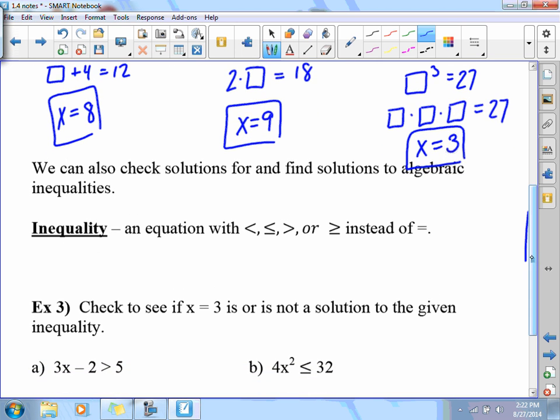Now we don't just have to have an equation, we can also have an inequality. And we can check the solutions for them as well. Now remember your signs here. Sometimes students get a little confused. These are your less than signs. We have less than, and then we also have less than or equal to. This one is the greater than, or greater than or equal to. So if it has a little line under it, that's the equal to part.